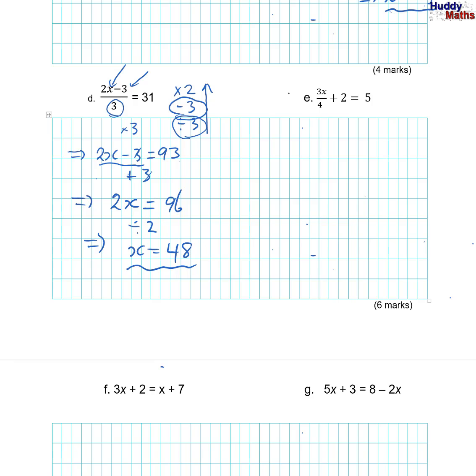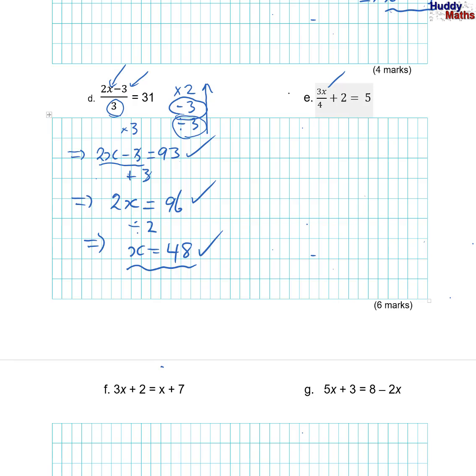And let's look at the mark scheme. So there's one for reversing that first step of dividing by 3 and timesing by 3 there, and one for the next step, and one for the answer. Okay, how are you doing there? That's our 3 marks.